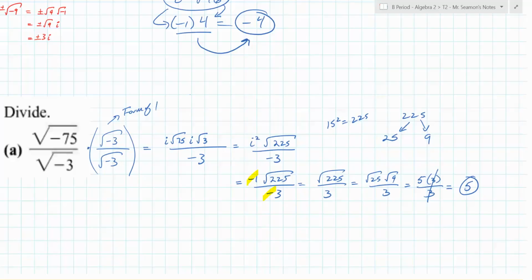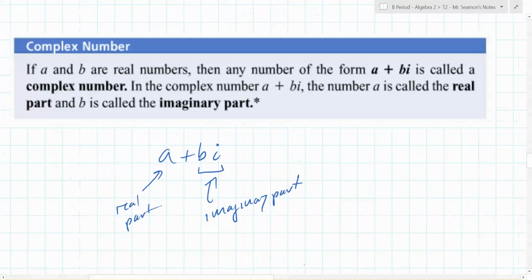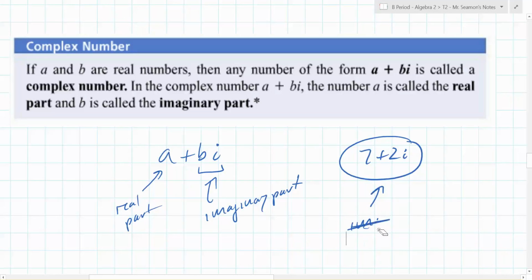You have to take these carefully. Real careful. Yeah, you have to take it real careful. I could say 7 plus 2i. That right there is called a complex number.